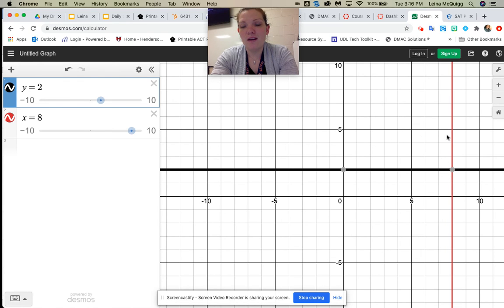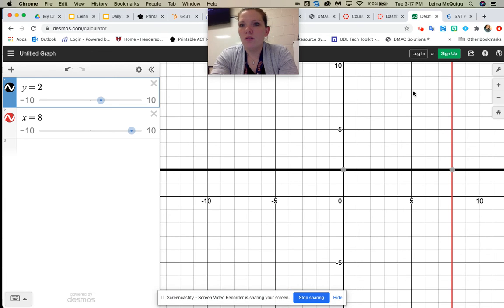Are they perpendicular? They obviously look like they're perpendicular, right? If I type these in, yes, they definitely cross at intersections, and we know these crosshairs are perpendicular. They're squares, so they're perpendicular. So yes, this is perpendicular.